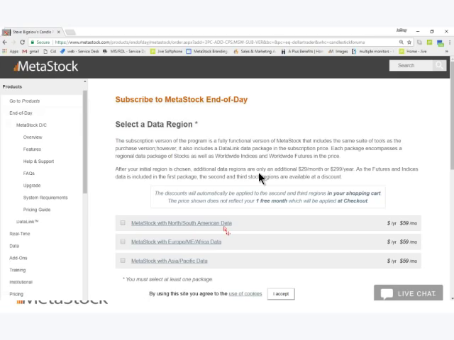This includes futures and Forex. You could say I want Europe, Middle East, and Africa, which includes futures and Forex. Or you could say I want MetaStock with Asian and Pacific data. The bottom line is yes, the data is included with that pricing. Now it does say $59 per month, but the price shown does not reflect your free month, which will be applied when you check out.